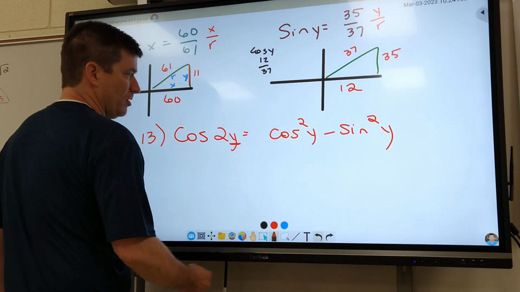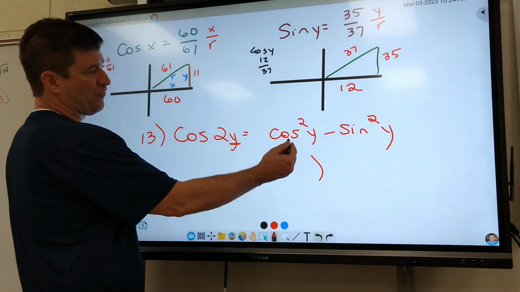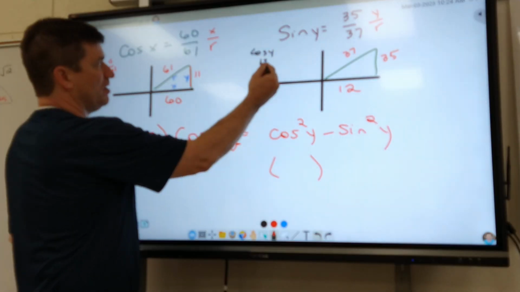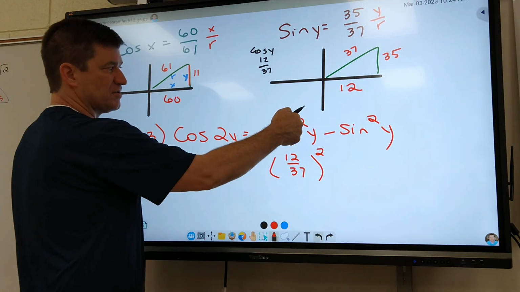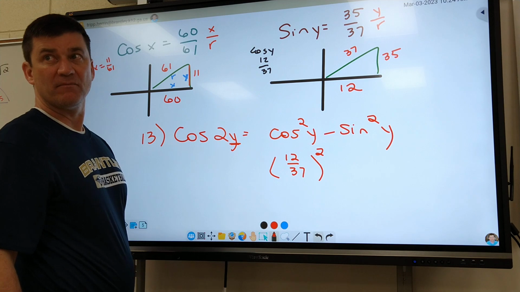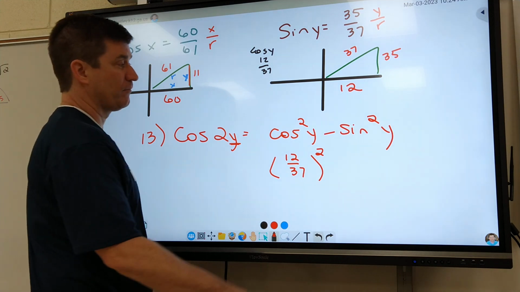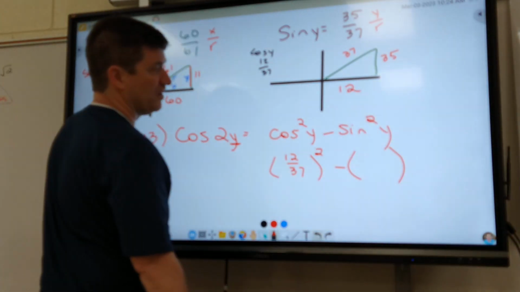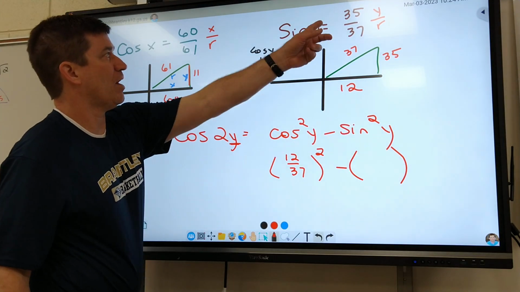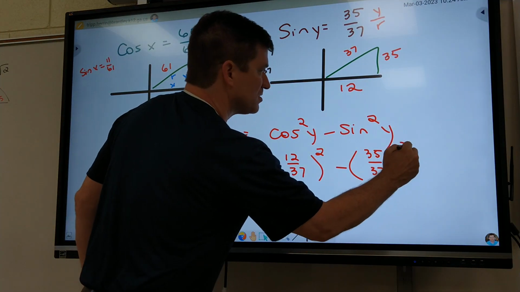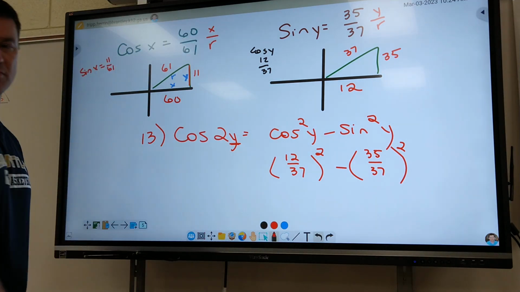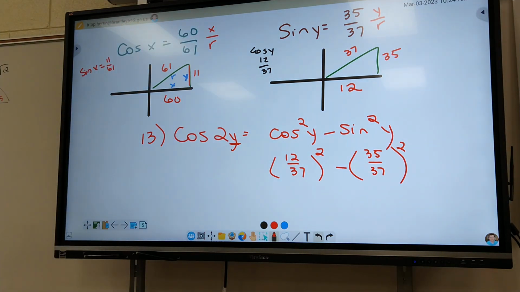All right, so now, when you bring down your fraction for cosine y, and it's right here, 12 over 37, you got to square it because the formula's got a square right there. Then you bring down the fraction for sine of y, which is 35 over 37. You've got to square it because the formula's got a square there too. Same thing now, type them in.